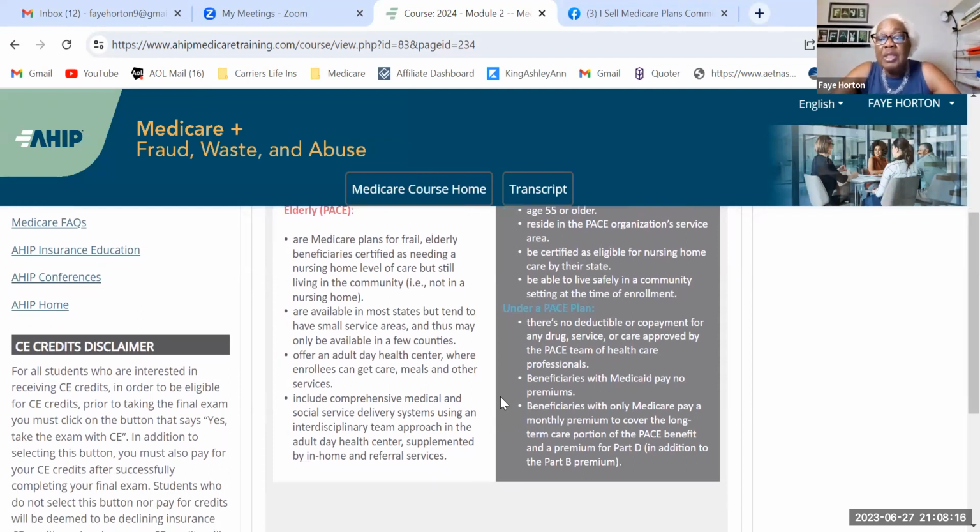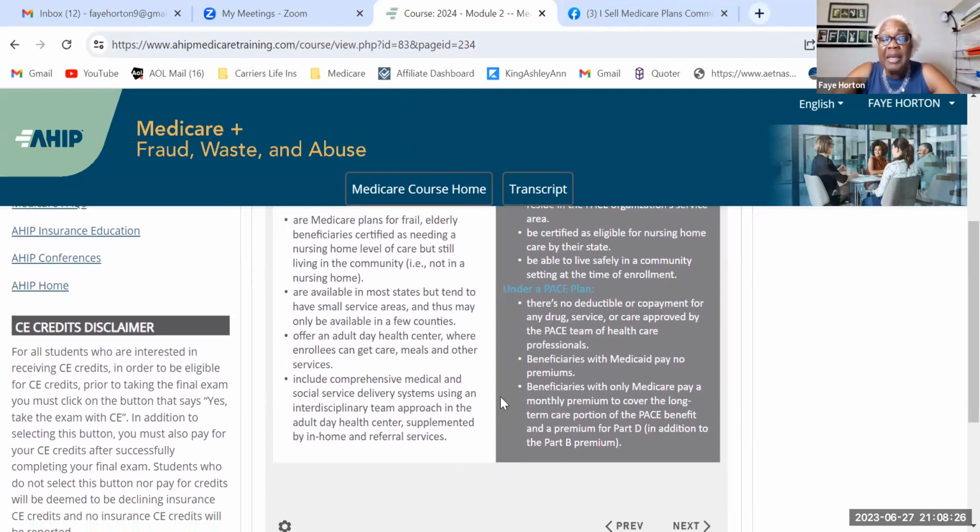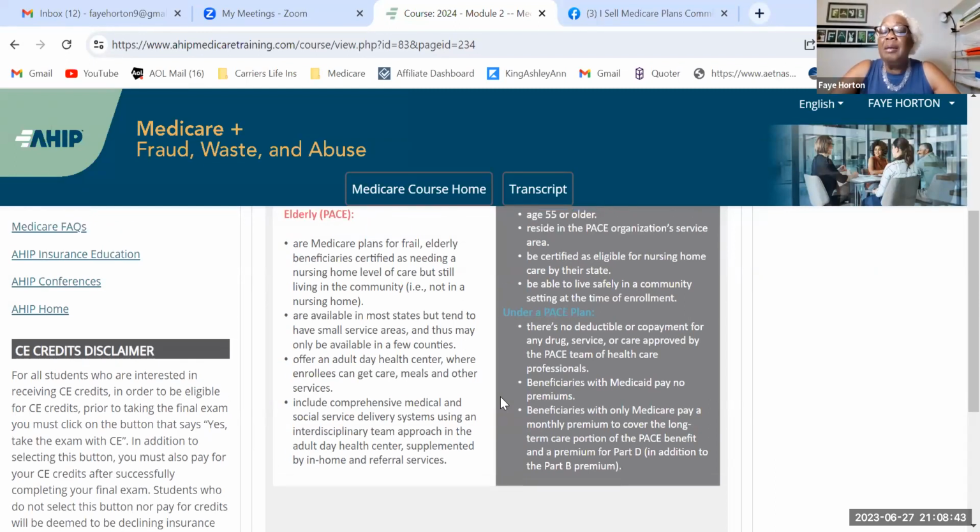There's no deductible or copayment under a PACE plan for any drug, service, or care approved by the PACE team or healthcare provider. Beneficiaries with Medicaid pay no premiums. Beneficiaries with only Medicare pay a monthly premium to cover the long-term care portion of the PACE benefit, and they pay a premium for the Part D in addition to the Part B premium.